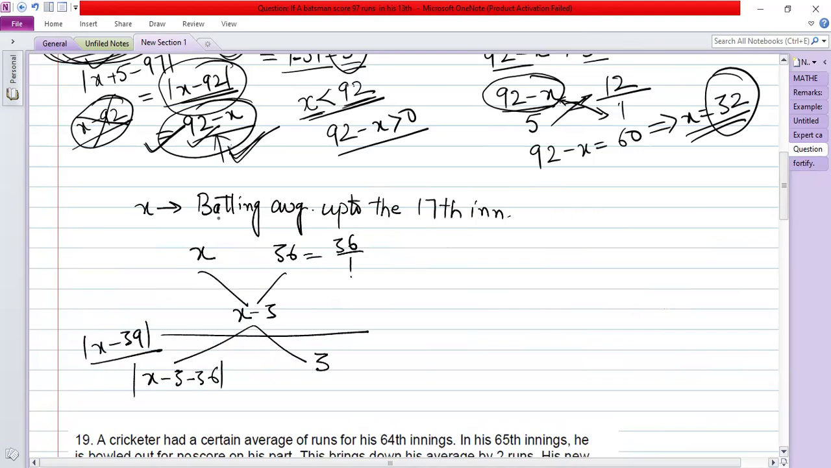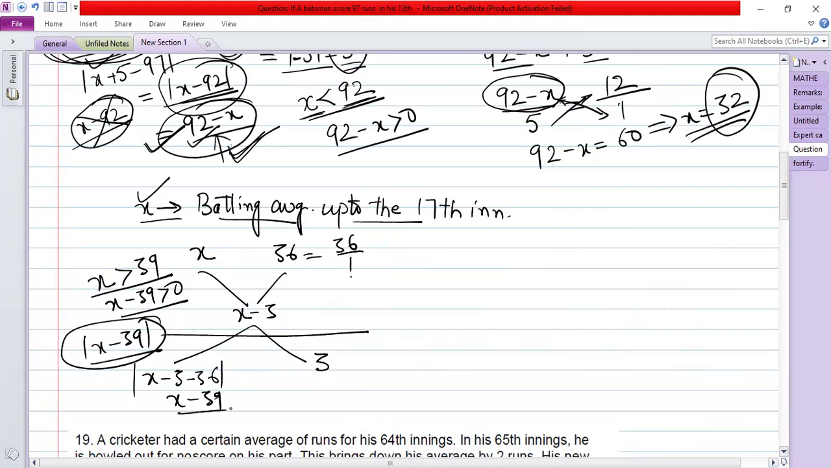Now here, since the batting average has decreased, this x, the batting average up to the 17th inning, must be greater than 39, meaning x minus 39 is positive, so we should take it as such. Here I should write x minus 39. Now this x minus 39 and 3, they are the ratio between the number of innings played up to the 17th inning and up to the last inning.